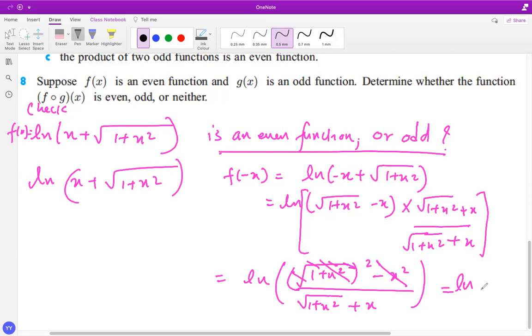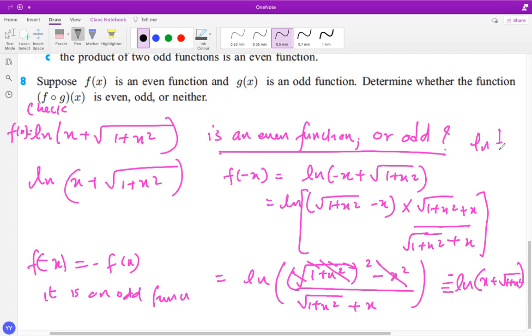So ln of 1 upon can be written as negative ln of x plus root 1 plus x squared, which clearly you can see is the negative of the original function. So if f of negative x is the negative of the original function, it means f of negative x is basically negative f of x. Hence, it is an odd function. And here I applied the property of ln 1 upon x, or log 1 upon x, is negative ln x. So that's how I got this step.